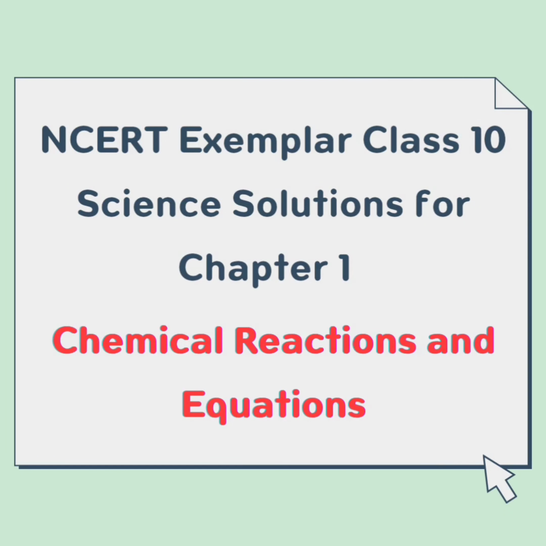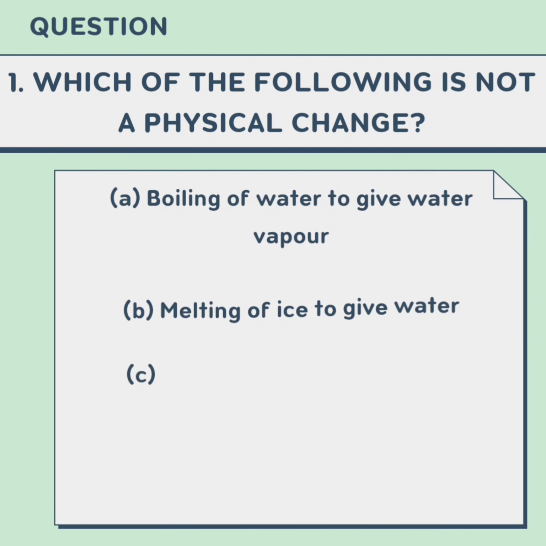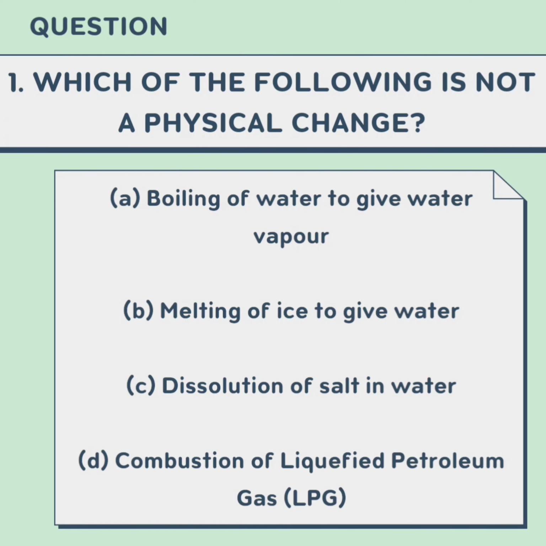NCERT Exemplar Class 10 Science Solutions for Chapter 1, Chemical Reactions and Equations. Multiple choice questions. 1. Which of the following is not a physical change? A. Boiling of water to give water vapor. B. Melting of ice to give water. C. Dissolution of salt in water. D. Combustion of liquefied petroleum gas (LPG).